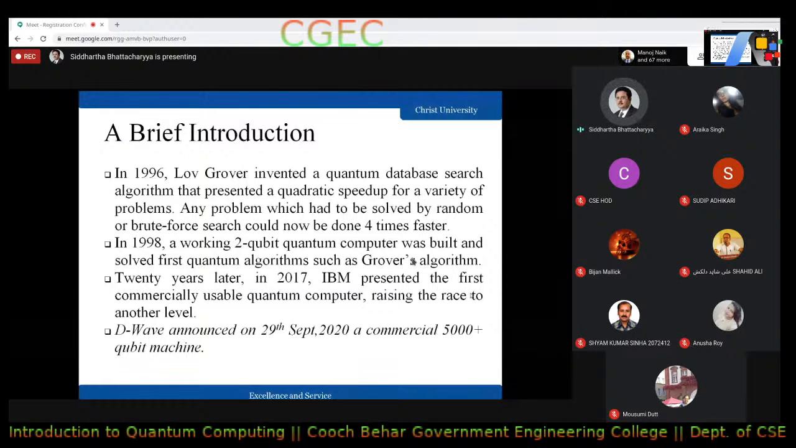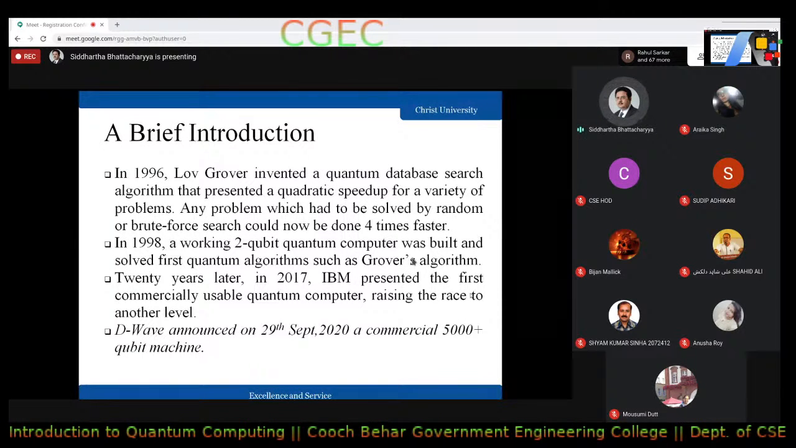Now, with these concepts in mind, people are working day in and day out, as I told you. In 1998, a working 2-bit quantum computer was built and solved the first quantum algorithms like Grover's algorithm or Shor's algorithm. Twenty years later, in 2017, IBM presented the first commercially usable quantum computer. And now all the big names like IBM, Google, Microsoft are competing with each other. Every day they're coming up with different versions of quantum computer.